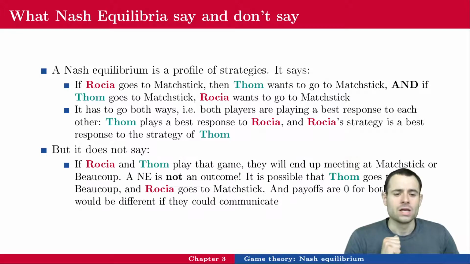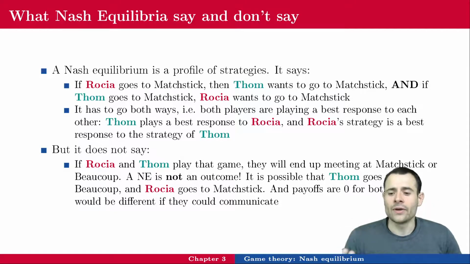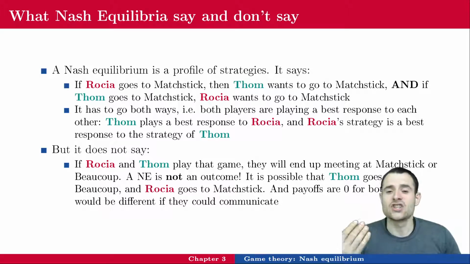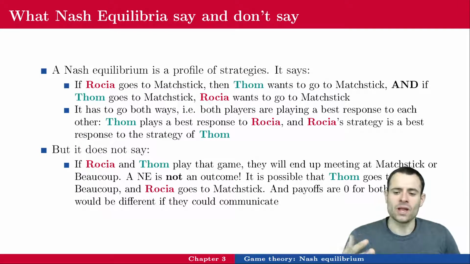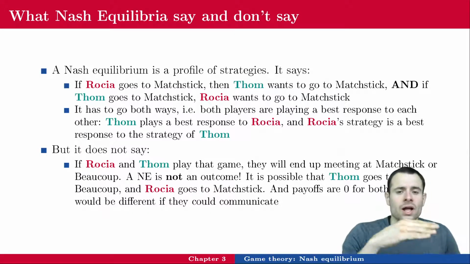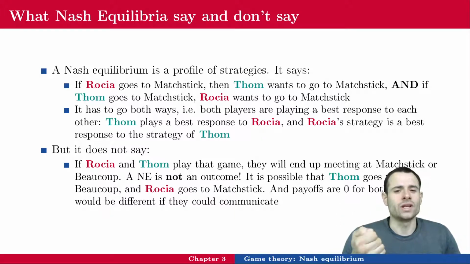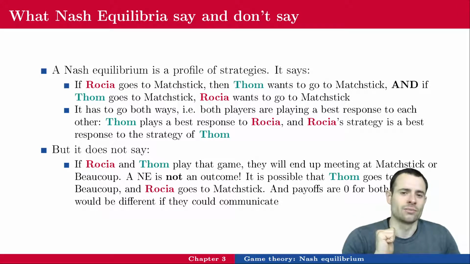So careful now. It doesn't say that if they play the game, they're going to end up meeting at matchstick or boku. It is not an outcome. As I mentioned before, it is possible that Tom goes to boku and Rosia goes to matchstick. Payoffs are 0 for both. Of course, if they could communicate, they would directly go to the Nash Equilibrium in this case.